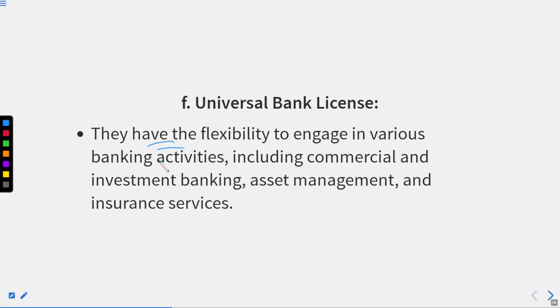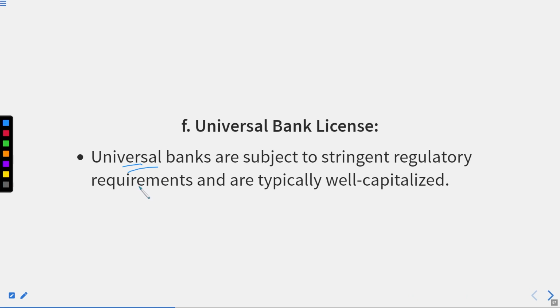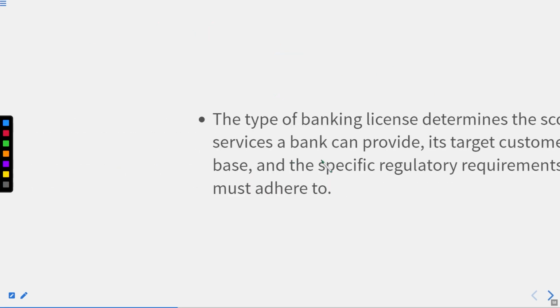They have the flexibility to engage in various banking activities, including commercial and investment banking, asset management, and insurance services. All right. Universal banks are subject to stringent regulatory requirements and are typically well capitalized because they are doing the work of both commercial banks as well as wholesale banking. Okay. And about the universal bank, we have a detailed discussion in the types of bank.